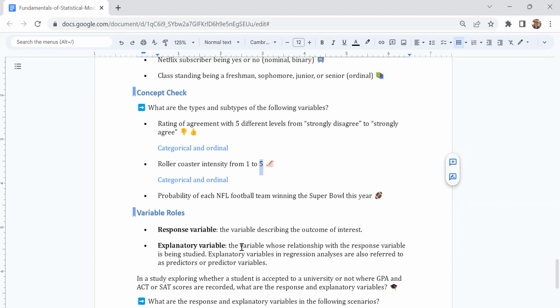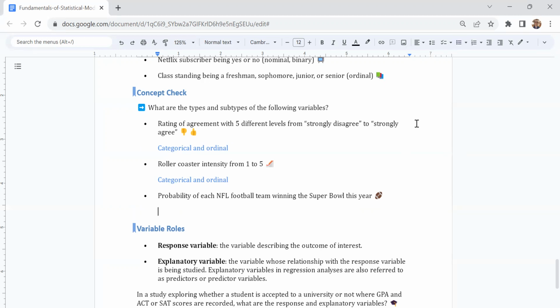And also, it doesn't make sense to say that you take a 5 roller coaster, subtract a 1 roller coaster, and that's exactly equal to the intensity of a 4 roller coaster. That is not necessarily true. Okay? And also not sensible in a way. So the last thing we'll look at.